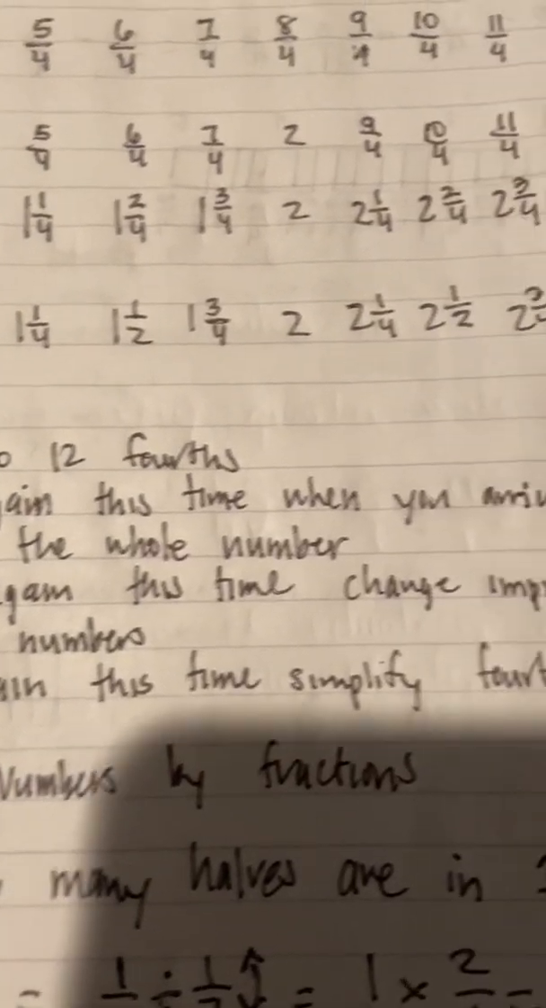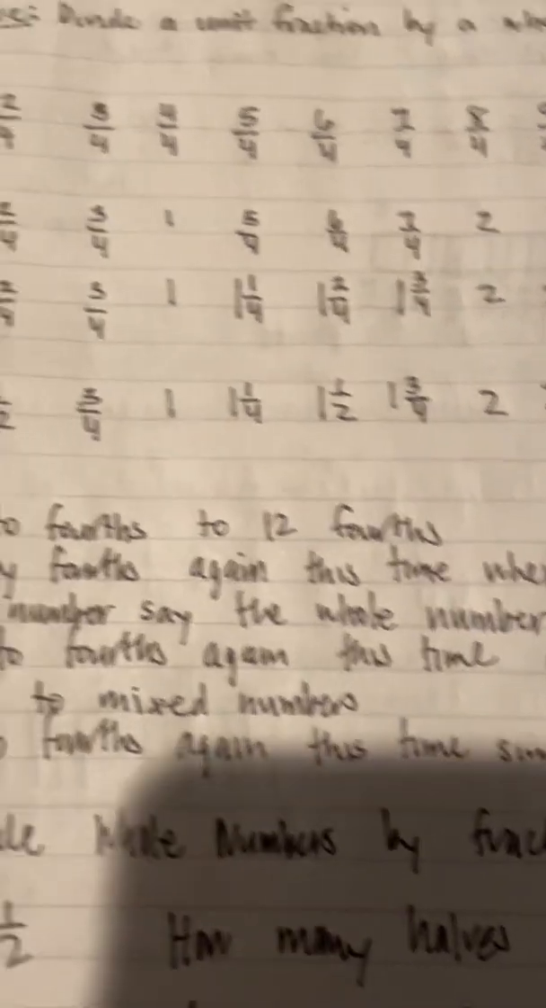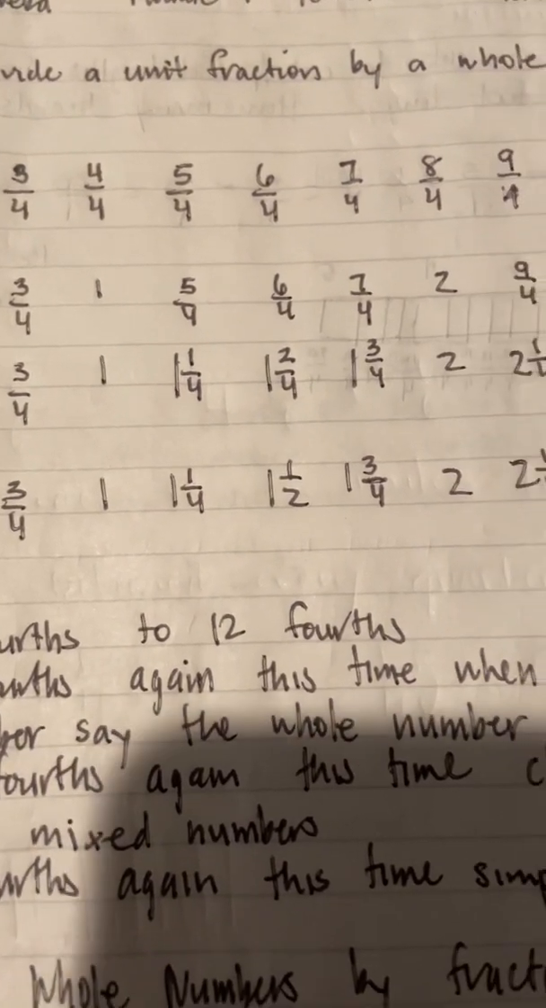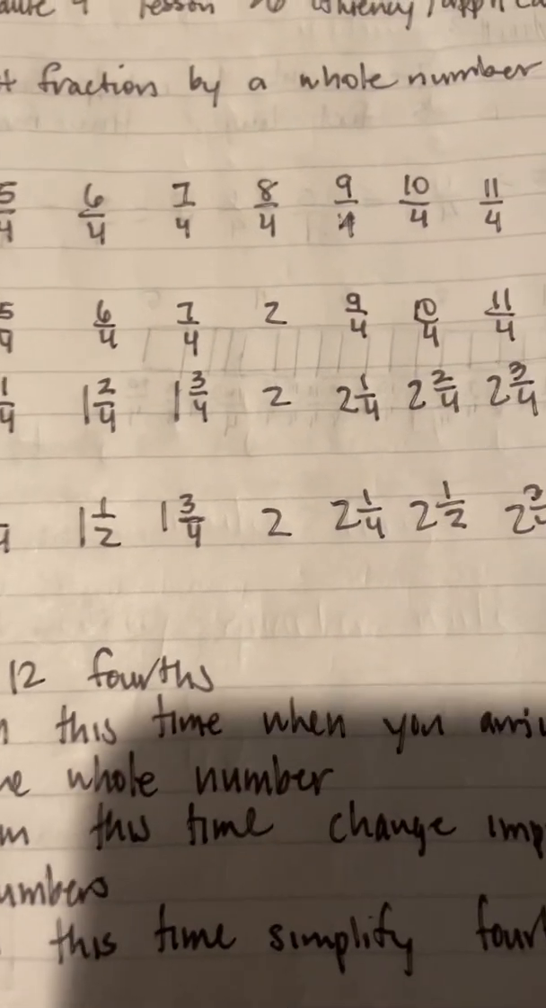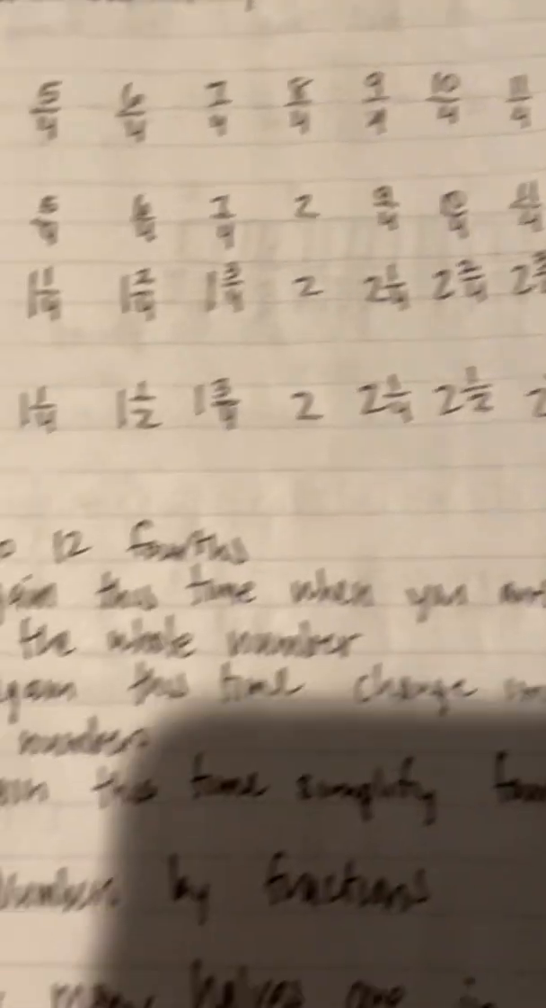That's step 1. Step 2, count by fourths again. This time when you arrive at a whole number, say the whole number. 1/4, 2/4, 3/4, 4/4 equals a whole. 5/4, 6/4, 7/4, 8/4 equals 2. 9/4, 10/4, 11/4, 12/4 equals 3.